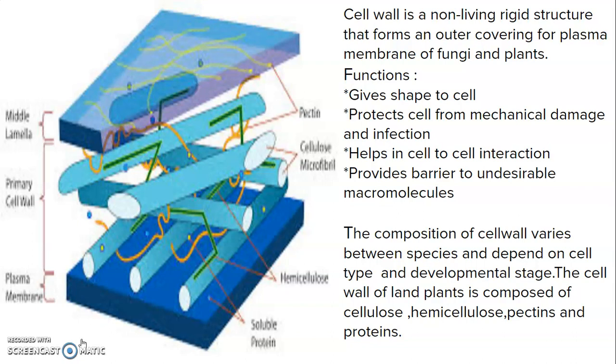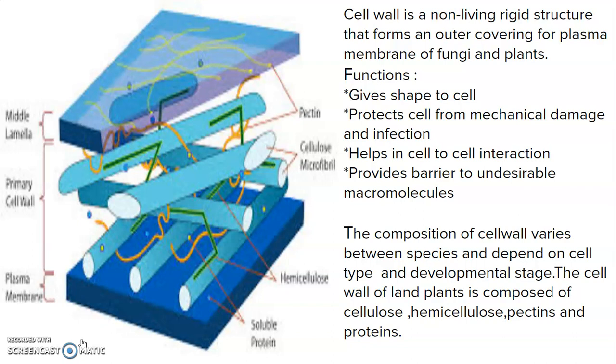As we have learned, the plant cells are having a definite shape, and in the case of animal cells, they lack a definite shape. It is actually because of the presence of cell wall for plants. It protects the cell from mechanical damage and infection. As it is an outer covering, it protects the cell from mechanical damage and infection. It helps in cell-to-cell interaction, and it provides a barrier to undesirable macromolecules.